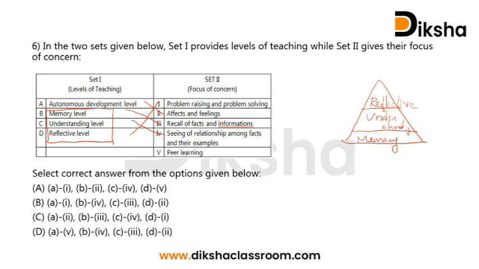So what happens in autonomous development level? We know autonomous development is focused on self-learning, so it definitely will not match the pure learning option in set 2. That is why we have chosen the affects and feelings of set 2 with autonomous development level. Other than reflective, understanding and memory, there is another concept which depicts a different level of teaching, which is the autonomous development level.